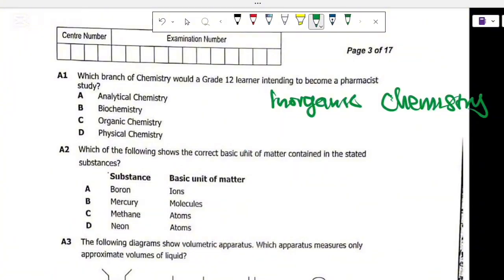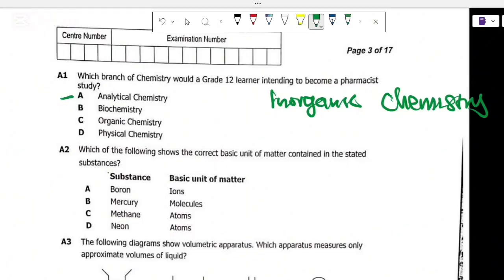So this grade 12 learner is intending to become a pharmacist. Now, you know what pharmacy is all about. Pharmacy actually studies how drugs work inside the human body. That is pharmacy. If we give this drug to this patient, how is it going to work in the body to cure the disease? That is pharmacy.